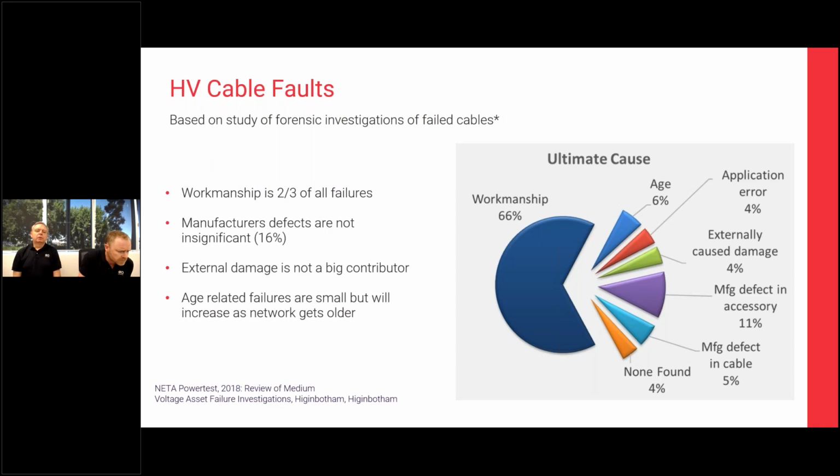When we actually look at what causes failures, EA Technology is in a good situation where we do a lot of forensic investigation of HV faults. We looked at the database of the failures that we've been getting in HV, MV, depending on your terminology, cables over the years. And what you can see is that around two-thirds of all failures are associated with workmanship.